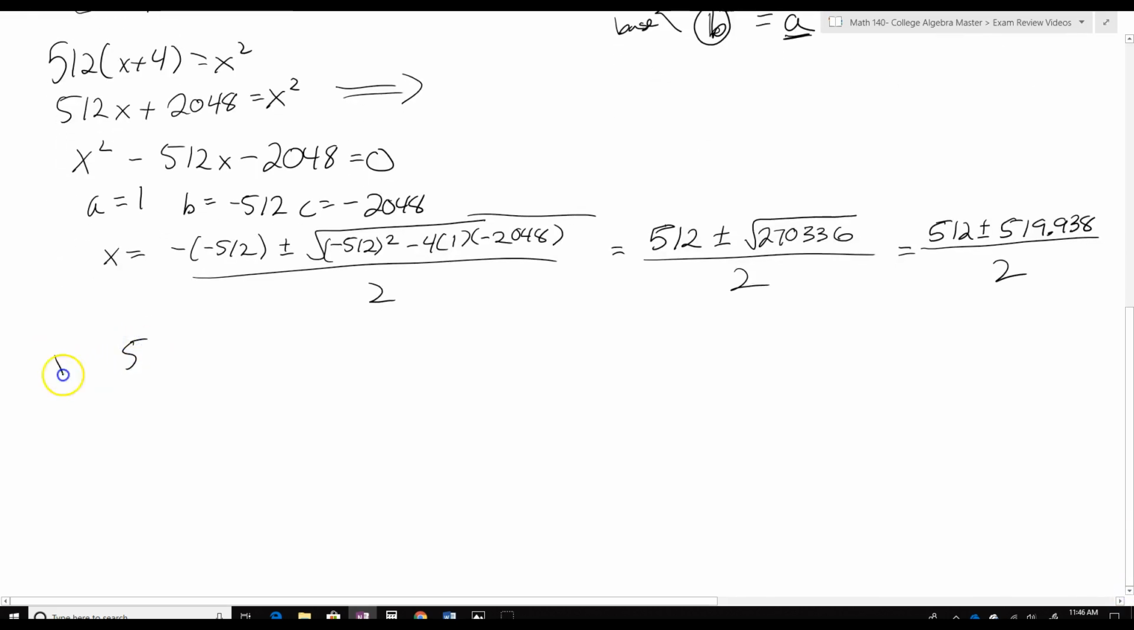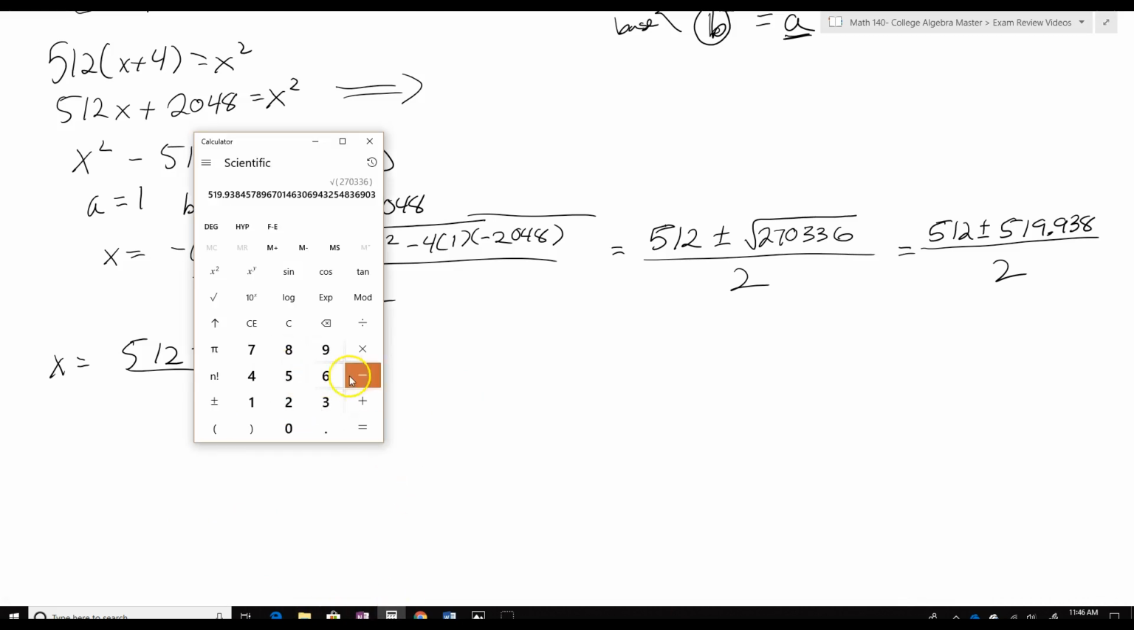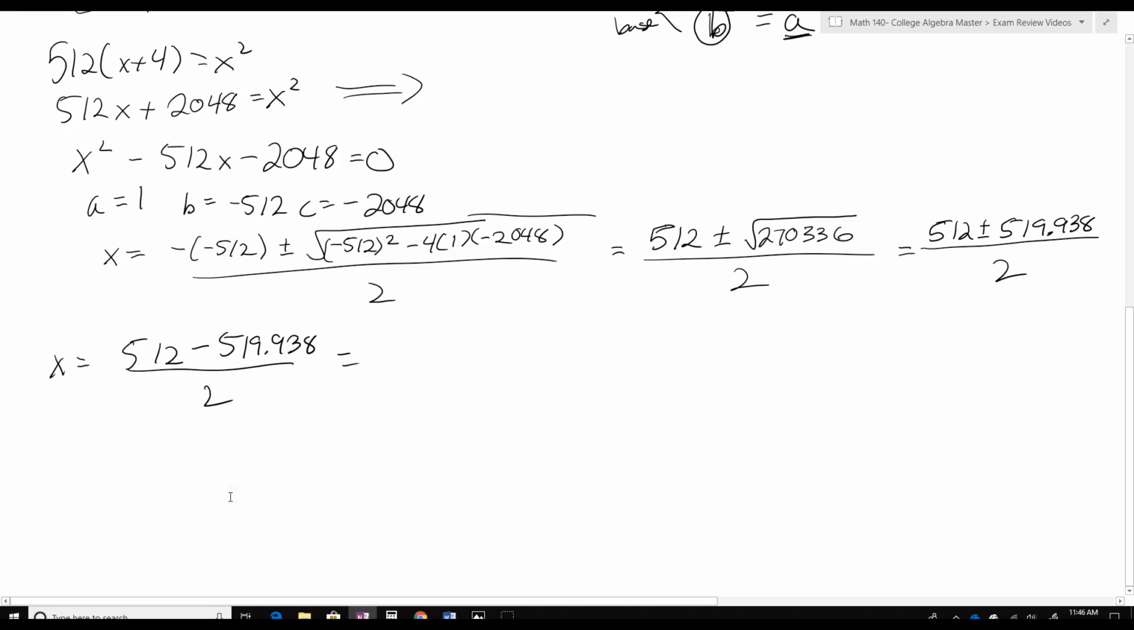All right. So we'll take first, we'll find x equals 512 minus 519.938 divided by 2. That's going to equal negative 7.938, and then we'll divide it by 2. So it's negative 3.9969, or somewhere around there. It's about that number. And then we also have the additional one, x equals 512 plus basically this 519.938 divided by 2.